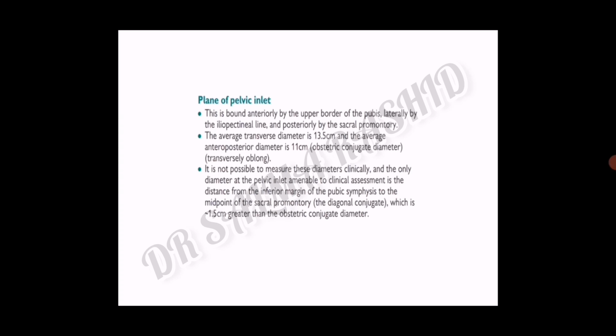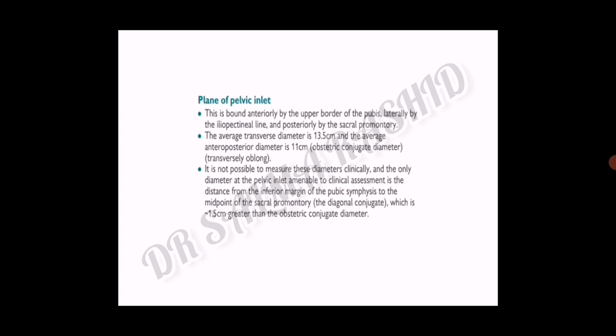Now the plane of the pelvic inlet. This is bound anteriorly by the upper border of the pubis, laterally by the iliopectineal line and posteriorly by the sacral promontory. The average transverse diameter is 13.5 cm and the average anterior-posterior diameter is 11 cm. Obstetric conjugate diameter, transversely oblong.